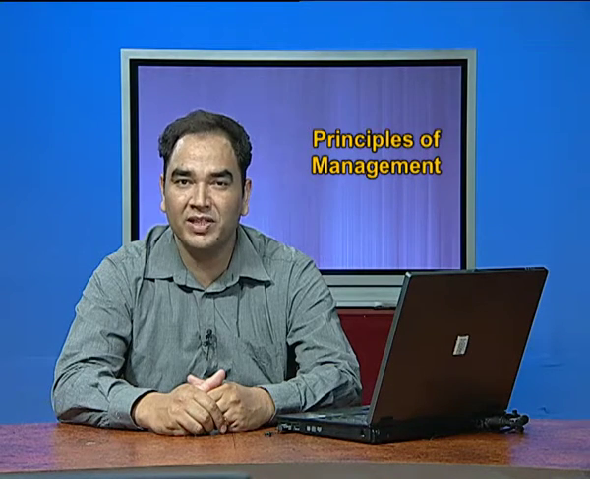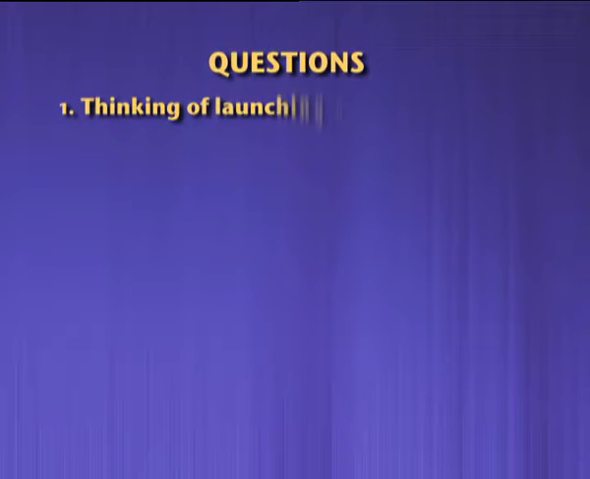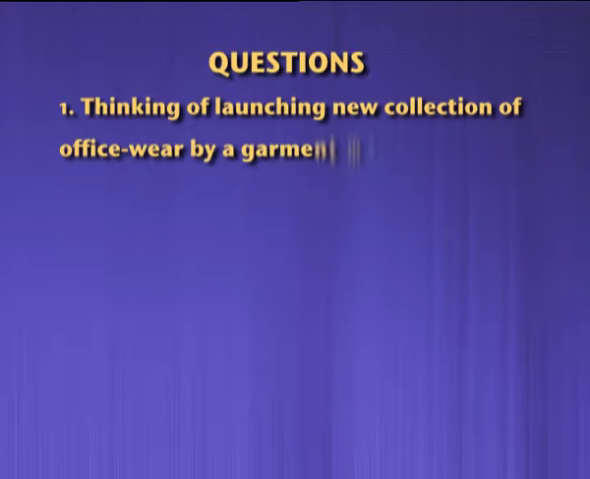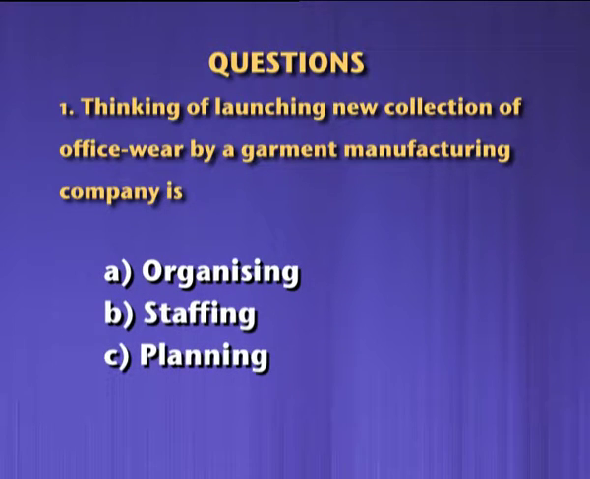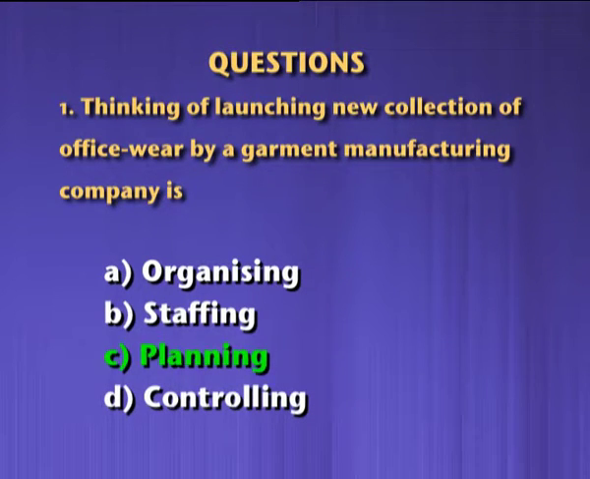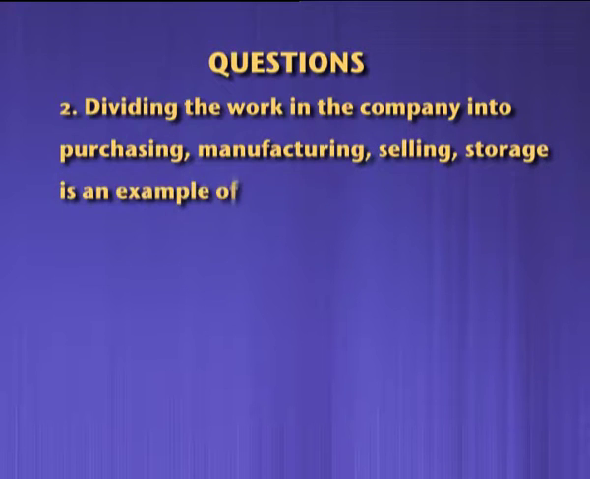But before starting the new chapter, let me tell you the correct answer of the questions which we had in our last episode. Question number 1. Thinking of launching new collection of office wears by a garment manufacturing company is A. Organizing, B. Staffing, C. Planning, D. Controlling. And the correct answer is C. Planning.